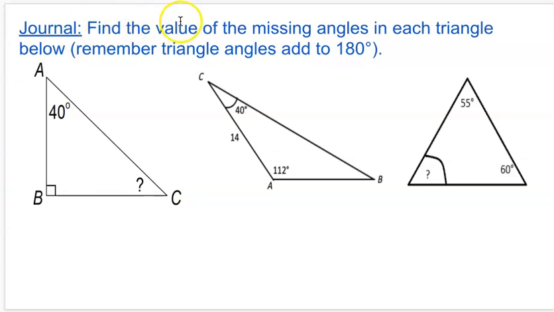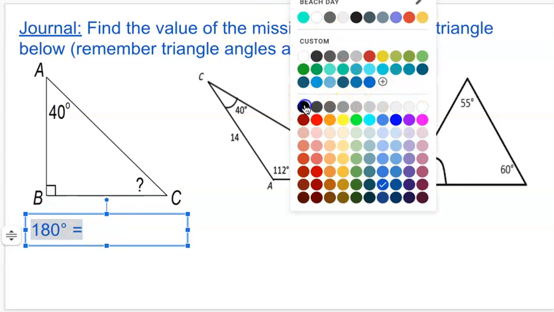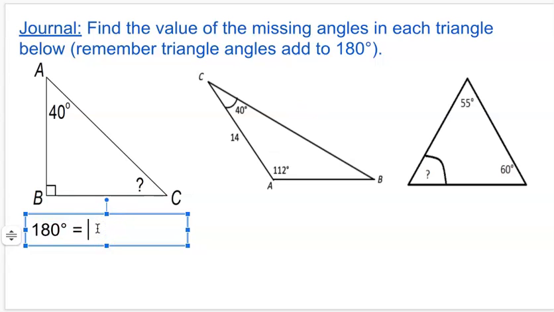So today's journal says to find the value of the missing angles in each triangle below. Remember that triangle angles will add to be 180 degrees. So in a triangle, all the angles have to add together to be 180 degrees. So we're going to set up an equation that 180 degrees equals the measure of the angles given.